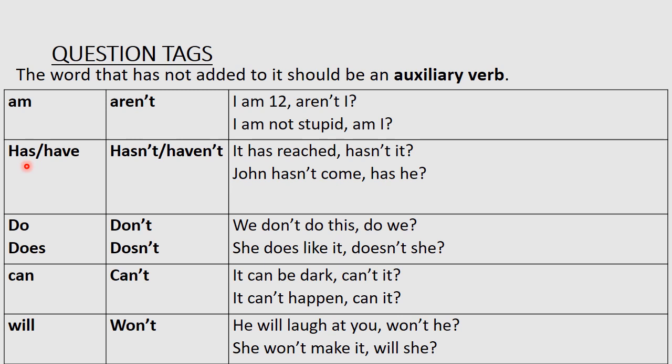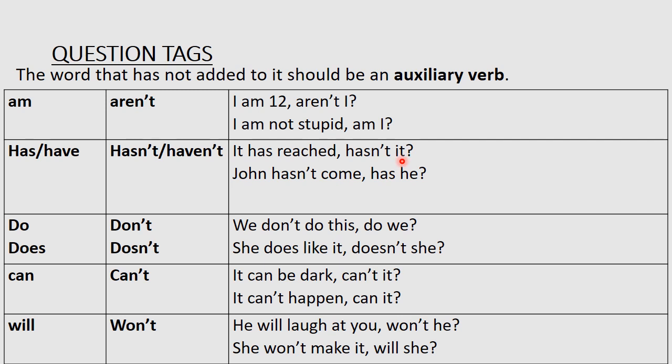Next is has or have. So has changes to hasn't, have changes to haven't. Let's take a look at some examples. It has reached. So has, we're going to add not to it. It becomes hasn't it. John hasn't come. So hasn't is negative, so we're going to remove the not. It becomes has he. John is a male, so we put he. On top, it has reached, whatever the thing we're talking about. It's a thing, so that's why we've used it. It has reached, hasn't it.